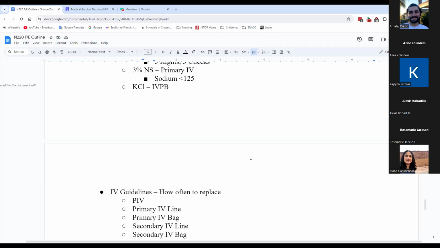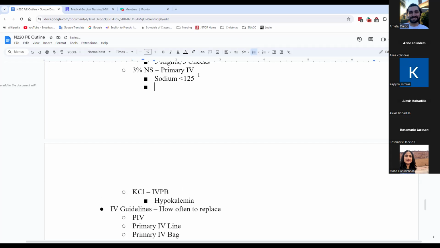Okay, so just keep that in mind. Same thing here: it's going to be for hypokalemia, and check labs. Make sure the patient needs it. Check labs. We don't make assumptions. Remember that.